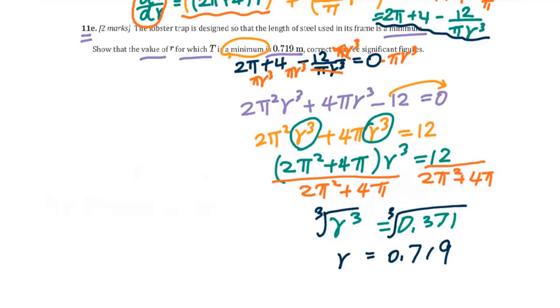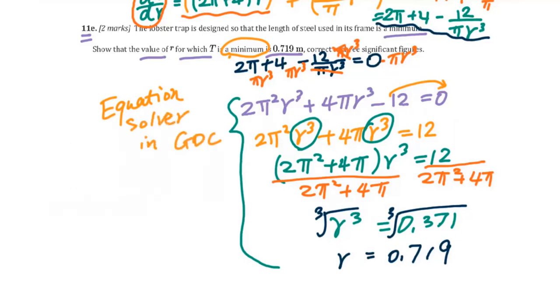For the exam, you don't have to show the work like this. You just see we work through the equation solver on the graphing calculator. So you will write down by equation solver in the GDC. That's a graphing calculator. We got r equals 0.719.